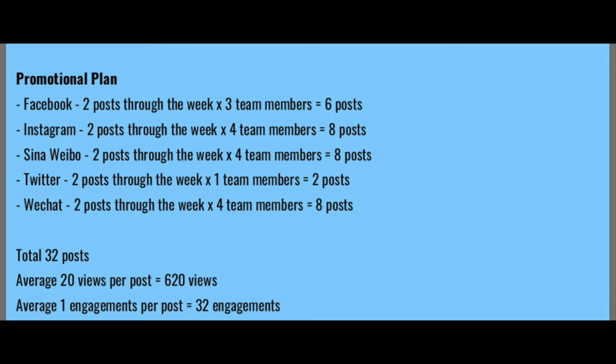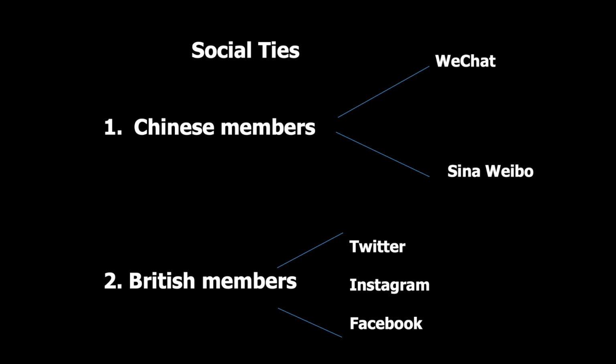For the social media promotion, we chose Facebook, Instagram, Sina Weibo, Twitter, and WeChat. The reason to choose these social media is that four members in our group are Chinese, and the Chinese members' ties can be more useful on Chinese social networks. So we also chose Weibo and WeChat, which can be an application of Granovetter's ties theory.